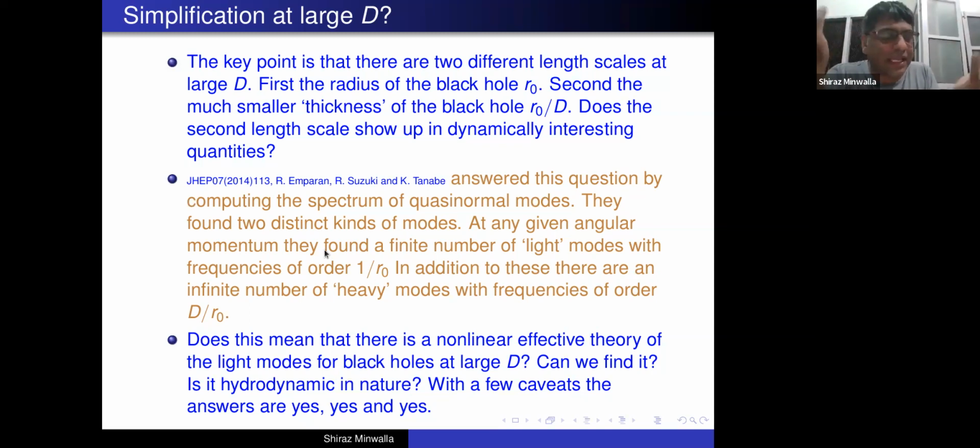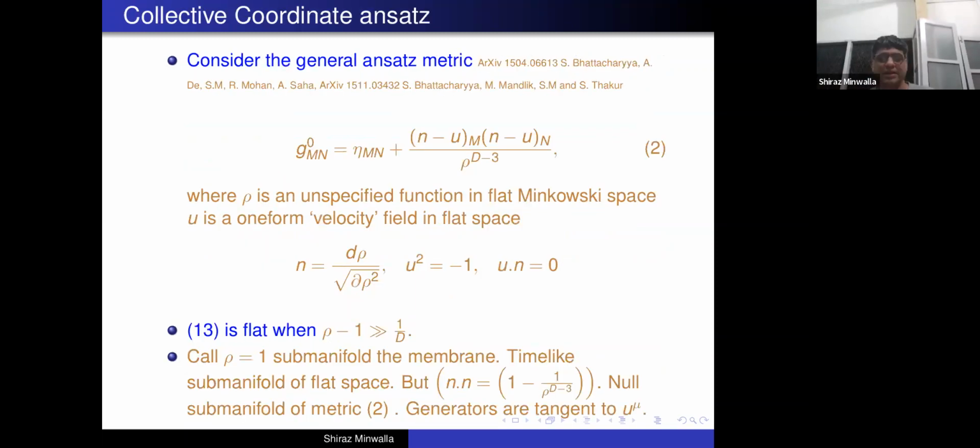And this was an interesting and very key observation, because it suggested that the situation was like that in fluid gravity. We've got these few light modes, many heavy modes. You should be able to somehow integrate out the heavy modes to make a nonlinear theory of the light modes. Question: is this correct? Is it true that there is an interesting nonlinear theory of the light modes that you can find by integrating out the heavy modes? Is it hydrodynamic in nature? Is it interesting? With a few caveats, the answer, in my opinion, is yes, yes, and yes. And I'm going to tell you about that.